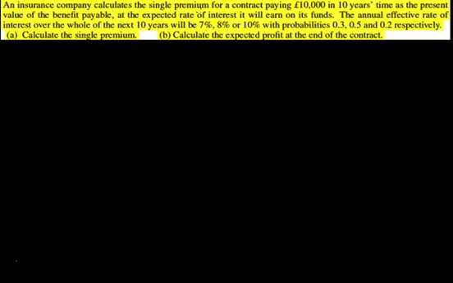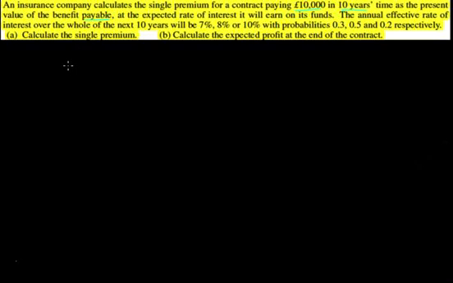So an insurance company calculates the single premium for a contract paying £10,000 in 10 years' time, as the present value of the benefit payable. We don't know how much we're going to be paying in 10 years' time, but today it's 10,000. The expected rate of interest it will earn on its funds: the annual effective rate of interest over the whole of the next 10 years will be either 7, 8% or 10% with probabilities that, and that, respectively.